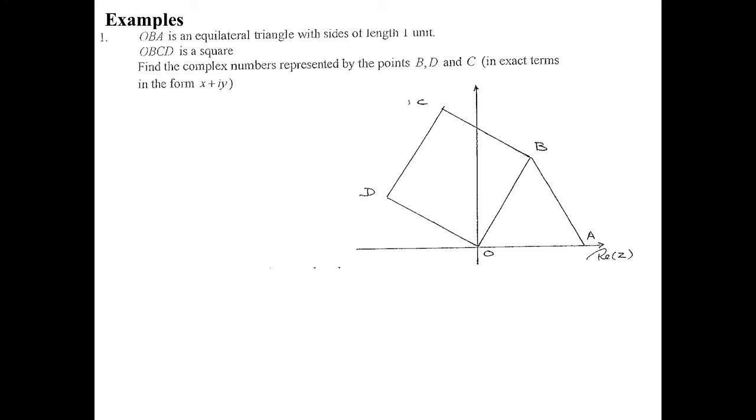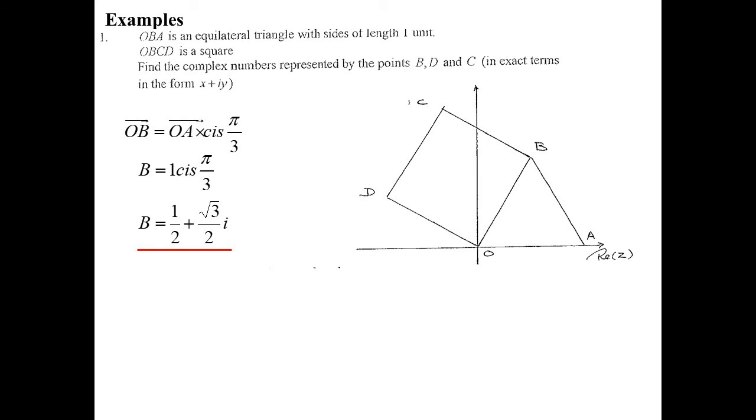So, okay, let's find B. To get B, I'm going to rotate the vector OA, but this time, remember it's an equilateral triangle, we're rotating at 60 degrees, or pi on 3. So vector OA, well what's OA? That's just the number 1. We're told the side length is 1. So it's 1 times the cis of pi on 3, and cis of pi on 3 I can work out. So B is the point a half plus root 3 on 2 i.